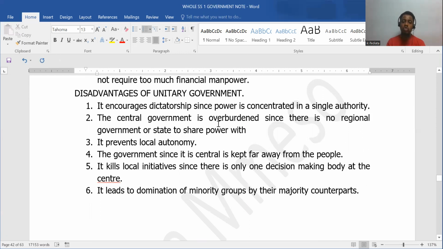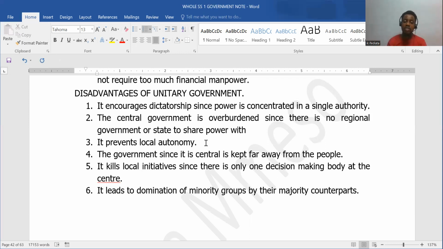The central government is overburdened since there is no regional government. So everything stops at the central government, right? So it is overburdened, it is stressful. And because everything is at the doorstep of the central government, the local autonomy is killed. There is no local autonomy. Everything must pass through the central government, its influence, its sphere of control.